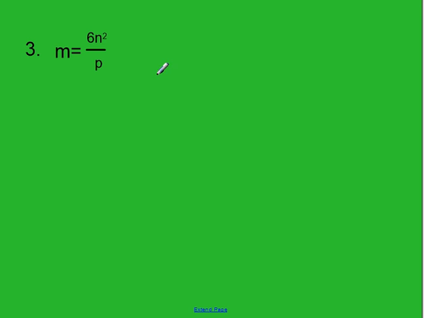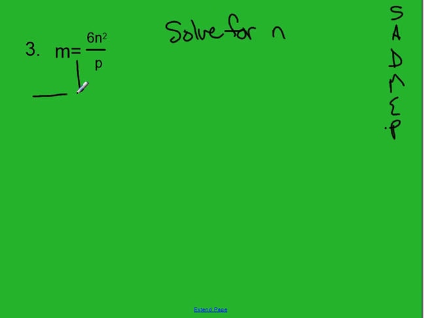All right, I think I might have time for one more example. I'm going to do this really quick. This is, once again, using SADMEP. I am going to solve for n. I'll use my upside down t. I am going to say that I have no subtraction or addition. Get rid of those. Now I do division and multiplication.